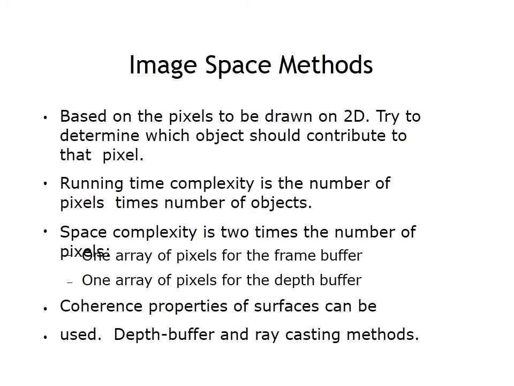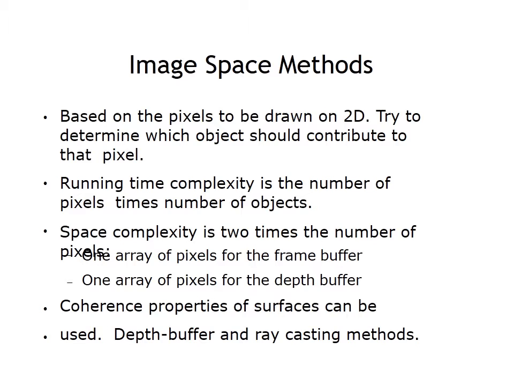Now after the object space methods, which are defined in 3D objects or 3D dimensions, we have the image space method based on pixels, which is the unit part of the image to be drawn. As I have already said, the image is described in 2D, whereas an object can be described in 3D space also. So we try to determine which object should contribute to that pixel.